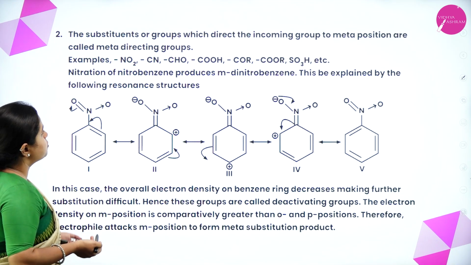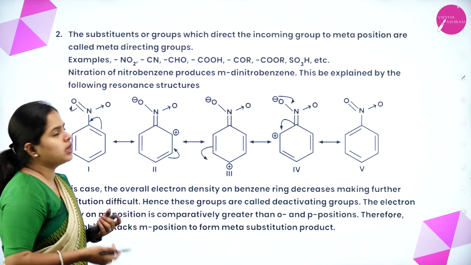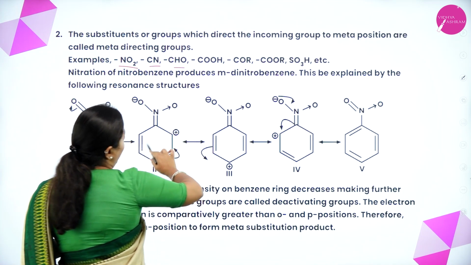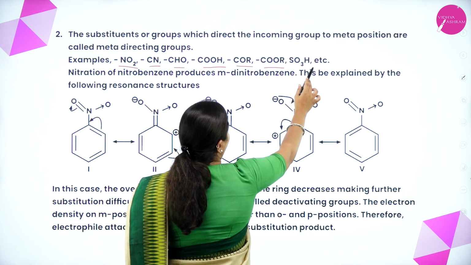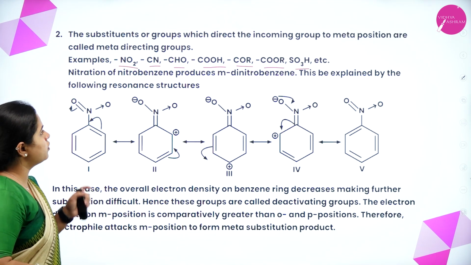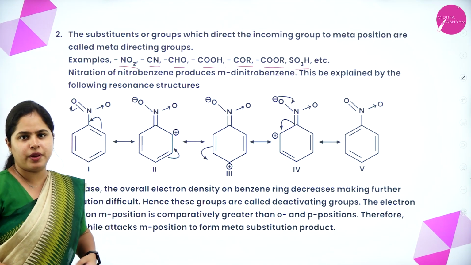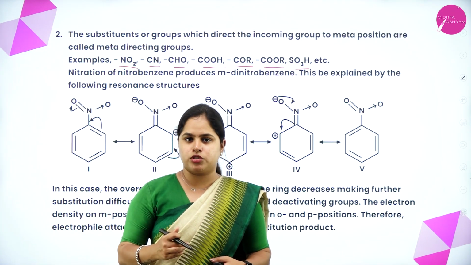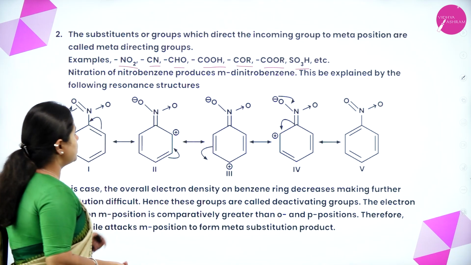groups. Let's see. The substituents or groups which direct the incoming group to meta positions are called meta-directing groups. Okay. So NO2, CN, CHO, aldehyde, carboxylic acid, ester, all these are examples of meta-directing groups. So nitration of nitrobenzene produces meta-dinitrobenzene, and again we can explain why it is happening, why the substitution is happening in the meta positions, or why these groups are acting as meta-directing groups. So let's see the resonance here.